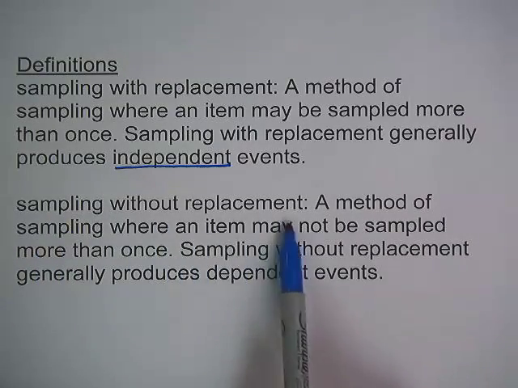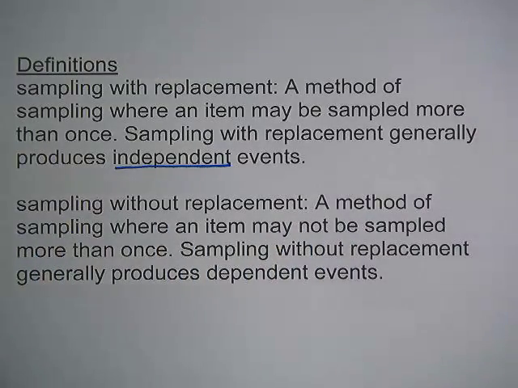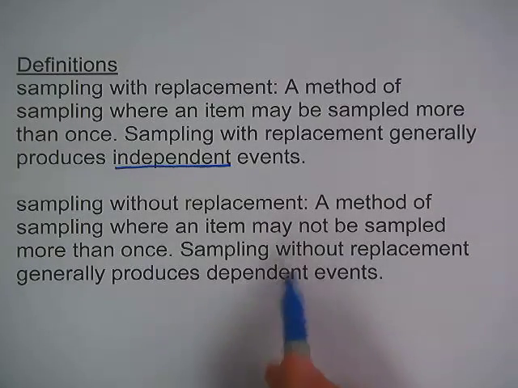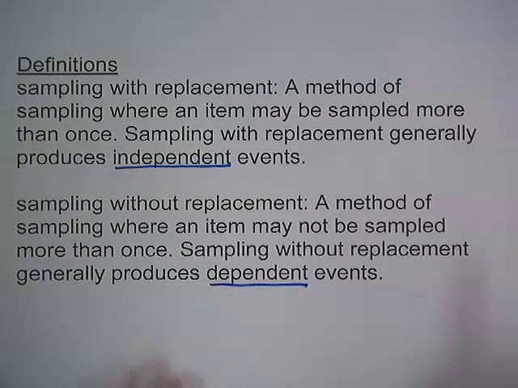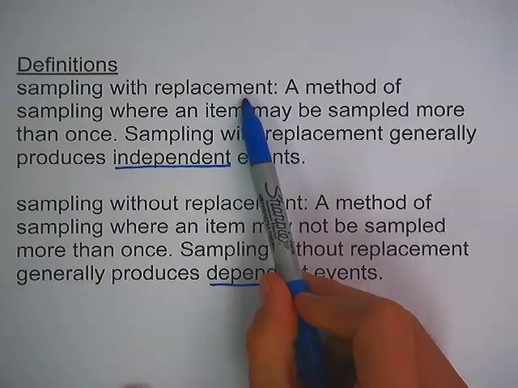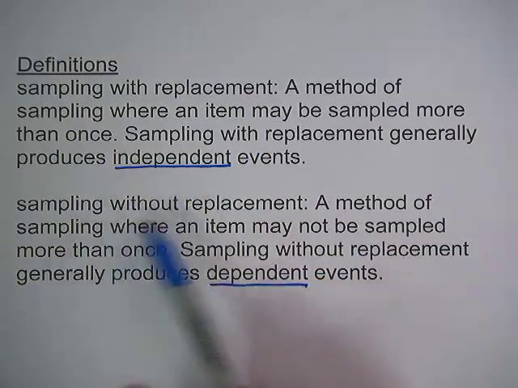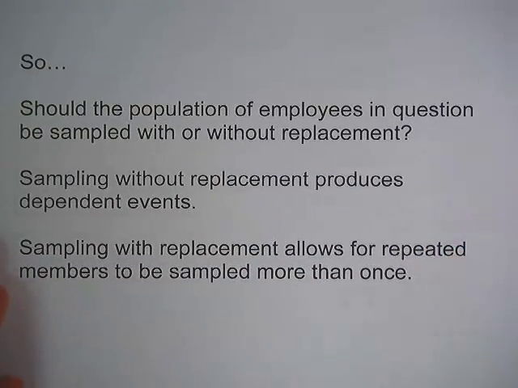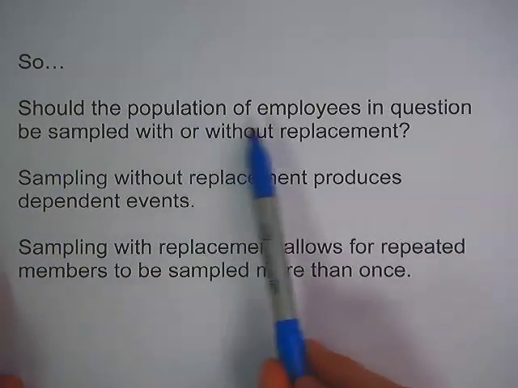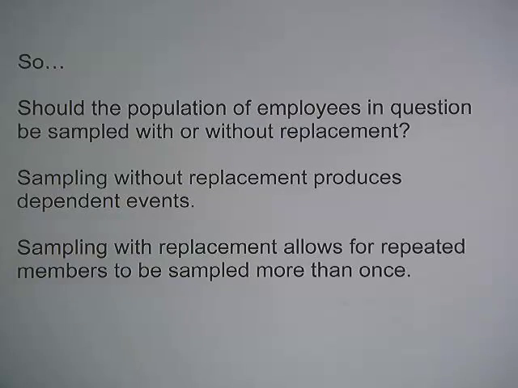Sampling without replacement is a method of sampling where an item may not be sampled more than once. Sampling without replacement generally produces dependent events. So we have a little bit of an issue here. Sampling with replacement produces independent events. Sampling without replacement produces dependent events. So should the population of employees in question be sampled with or without replacement?